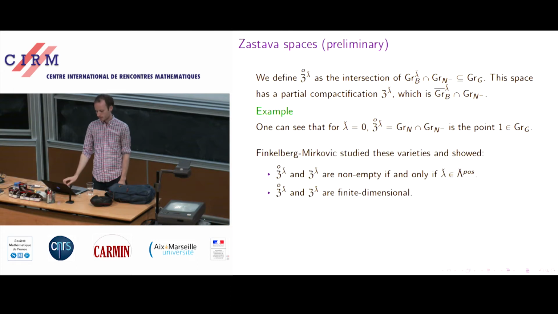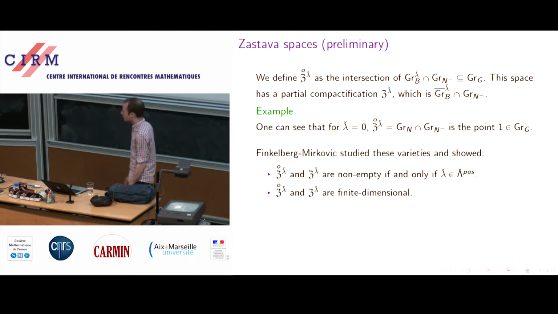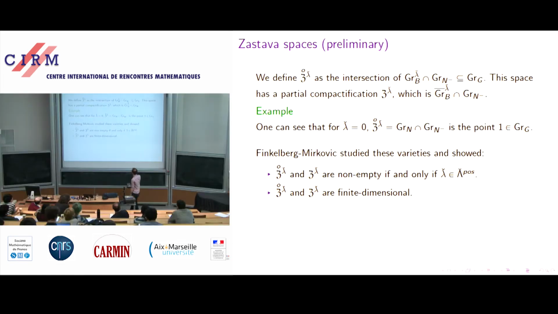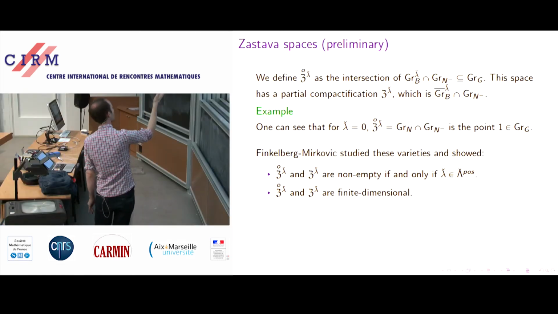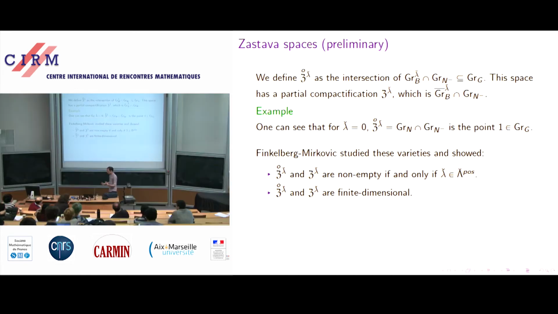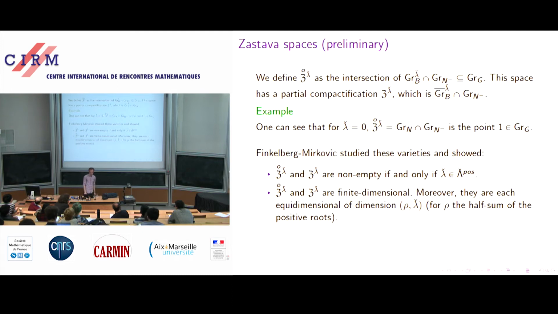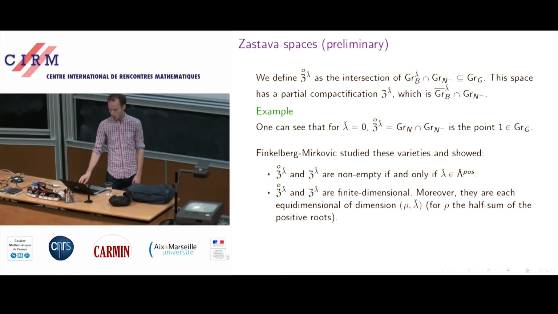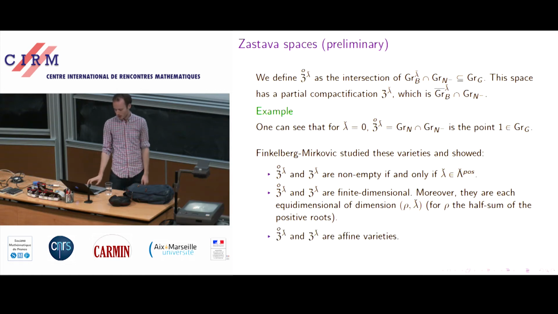Easy exercise. So Finkelberg and Mirkovic started the study of these spaces, and they showed that they're non-empty only for lambda check being positive. And moreover, somewhat miraculously, they're finite dimensional varieties. So they're intersections of infinite dimensional things inside of something else infinite dimensional, but you actually get a finite dimensional variety. Moreover, they're equidimensional, and the dimension is just rho paired with lambda check. Certainly in the case lambda check equals 0, that's compatible with the above. And finally, these are affine varieties.